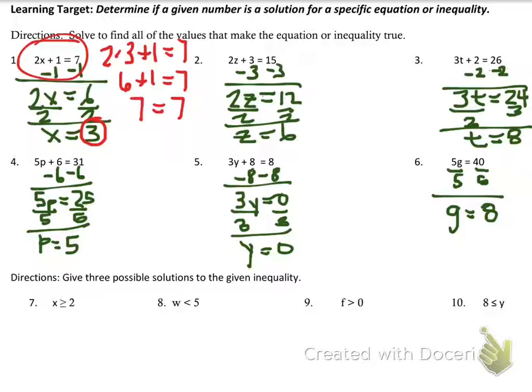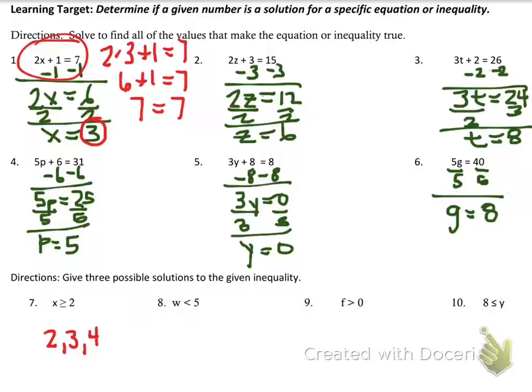I mean, that's the time to prove to me you know what you're doing. So why not make sure? Okay, number 7, give 3 possible solutions to the given inequality. You just have to tell me 3 of them, and it could be anything. So x is greater than or equal to 2. I could use 2. That's 1. 3, and 4, 5, 7.5, 10.39. Anything bigger than 2 or equal to 2.